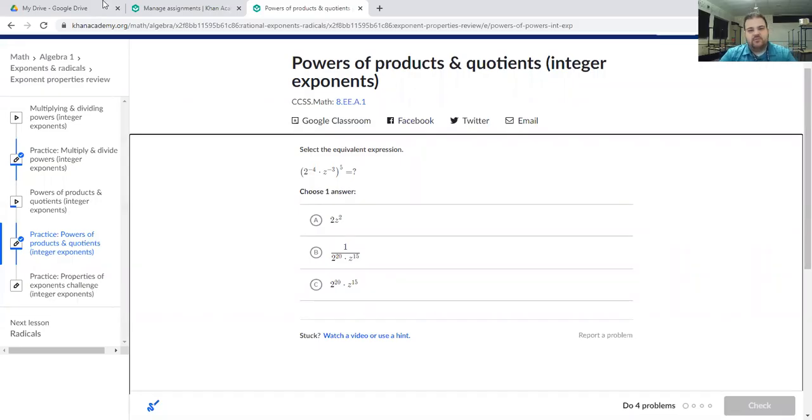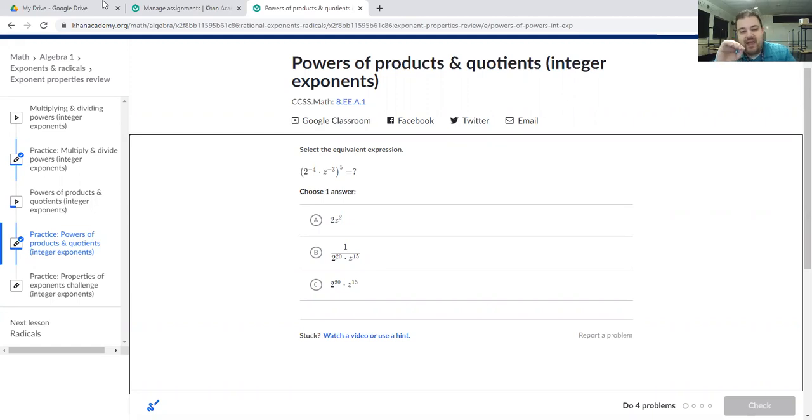Hey guys, we're going to do some Khan Academy work here on powers of products and quotients. In particular, you're dealing with two things that are being multiplied together. They could have the same base, could have different bases, or two things that are being divided. Usually they have different bases. And I think in most of the problems I've been doing so far, they all have different bases.